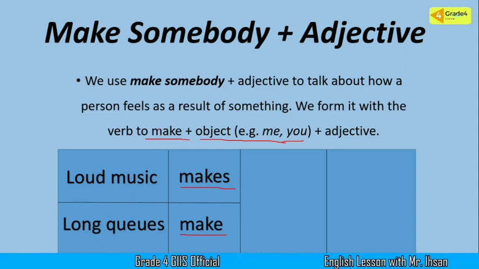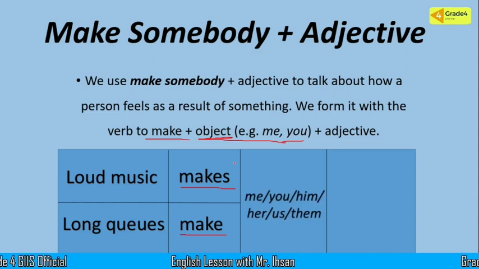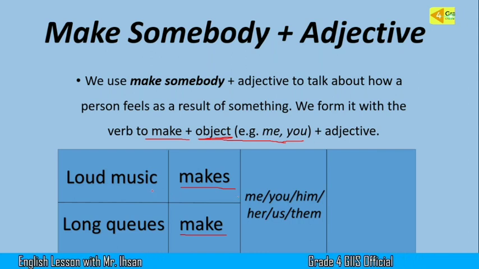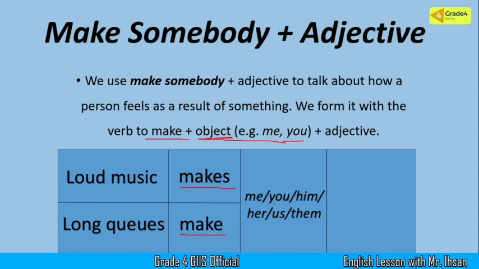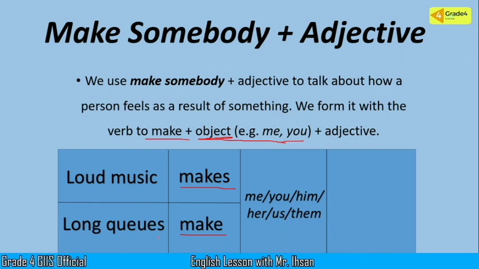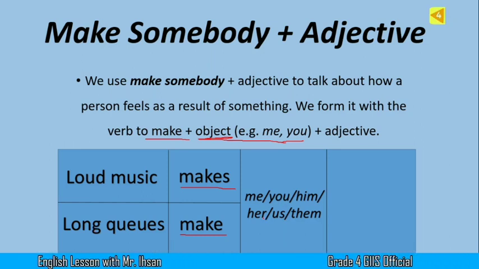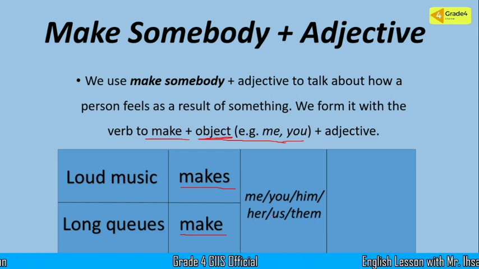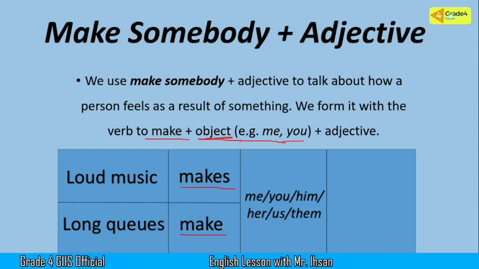After make we put the object. You can use me: loud music makes me, or loud music makes you, makes him, makes her, us, or them. And like this too: long queues make me, make you, make him, make her, us, or them. You can choose one of these objects. This is the object, friends.